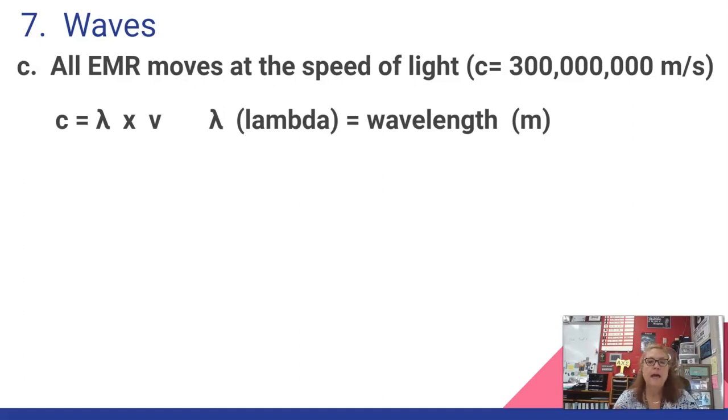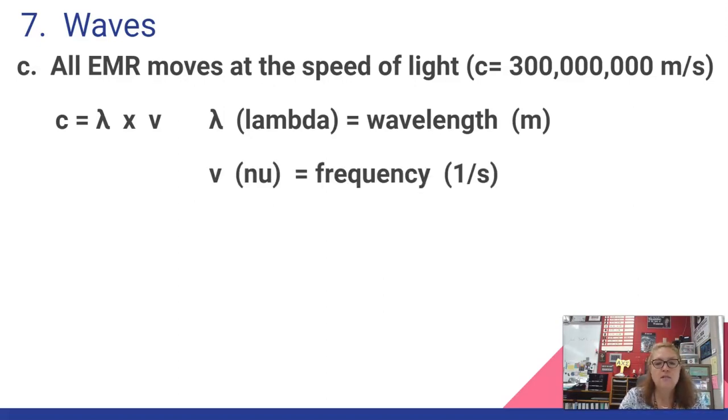speed of light. And what we find is that there's an equation where c is equal to lambda, which is our wavelength. Lambda and wavelength go together. And what is this v-looking thing? It's actually the Greek letter nu, which is frequency. If you multiply those two together, they will always equal 300 million meters per second. And notice that the units, meters times 1/seconds, is meters per second. So it is a constant.